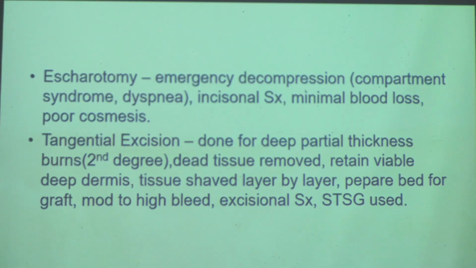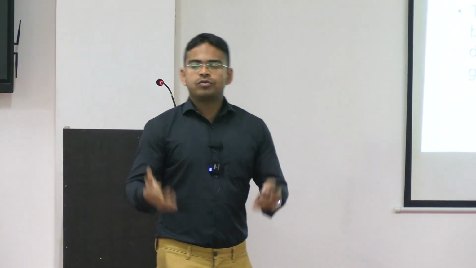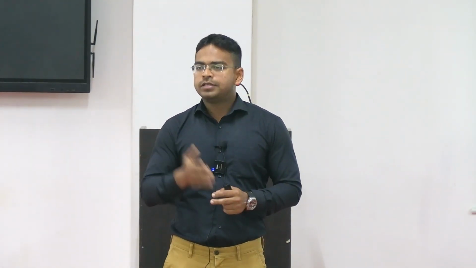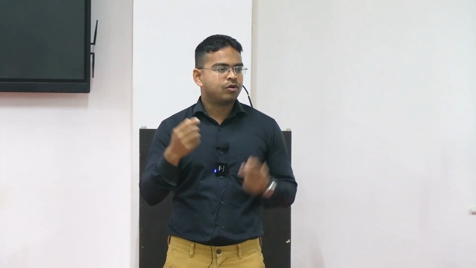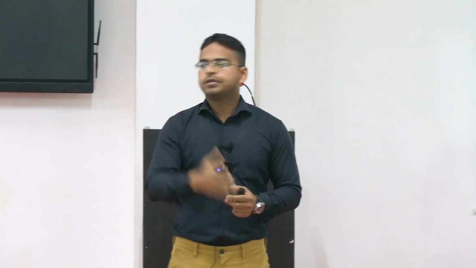The next surgery that we can do is tangential excision, in which we shave and remove the burnt area layer by layer. We just don't remove it in one go, we remove it in thin slices. So when do you stop removing the layers of the burnt area? Till you see bleeding. Once you see bleeding, that means that area is viable, or the blood vessels or capillaries are intact in that area. So you stop after you have seen that punctate bleeding, we call it pinpoint bleeding.